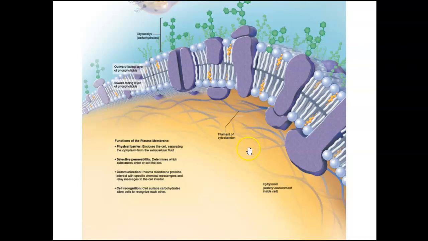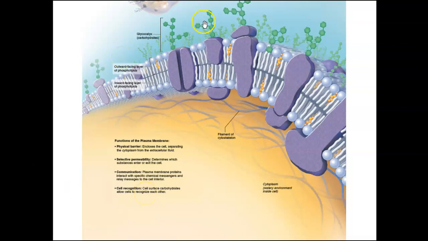And here we see the functions of the plasma membrane are as a physical barrier. The plasma membrane allows selective permeability. It selects which molecules can enter and leave the cell. The plasma membrane functions in communication. It can interact with chemical messengers like hormones and enzymes. And the plasma membrane functions in cell recognition.